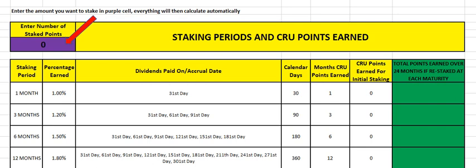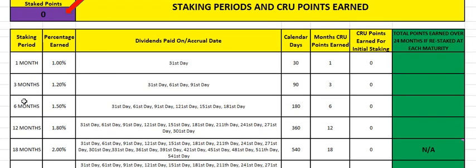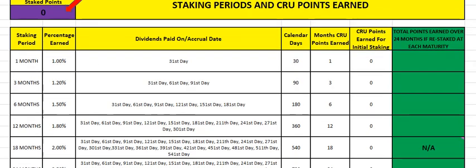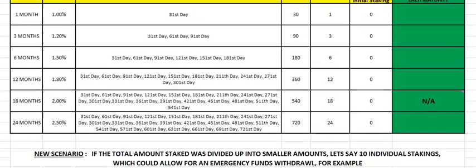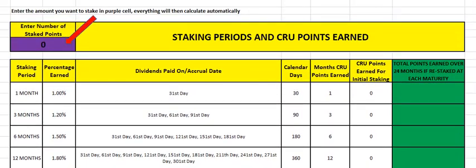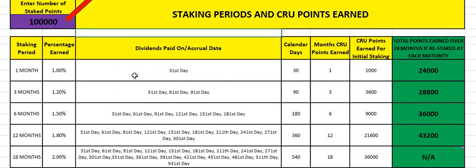So what I've done here is a bit of a spreadsheet that, as you can see, has the various months down here which we can stake for: 1, 3, 6, 12, 18 and 24. So let's just say, for argument's sake, you wanted to stake 100,000 of your unblocked CRU. You can see as soon as you enter that, all this changes.